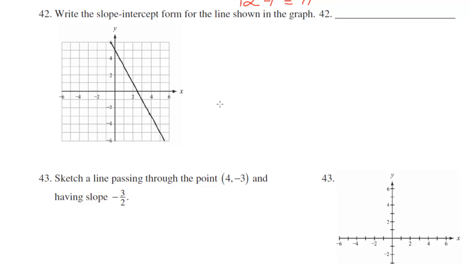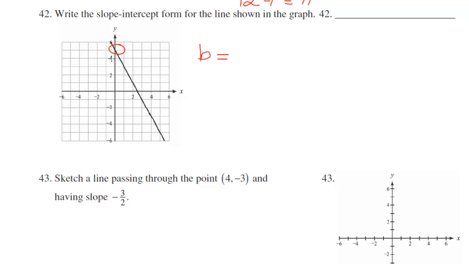Now this one says, write the slope-intercept form for the line shown in the graph. And as you remember, slope-intercept form is y equals mx plus b. So we need the y-intercept, that's our b. We look at where the line crosses the y-axis. That happens at 0, 5. So b is 5.